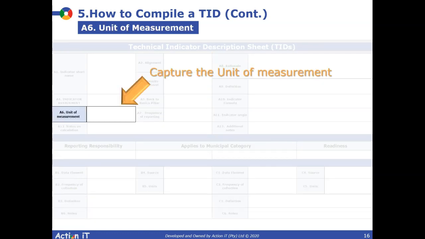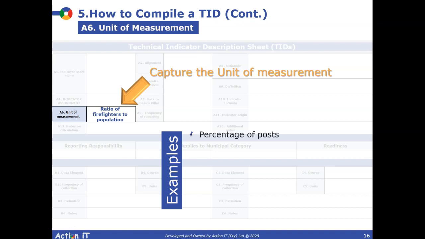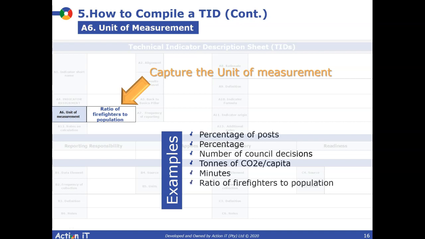In A6 Unit of Measurement, you need to capture the unit of measurement that will be used to measure the result of the indicator. In our example, ratio of firefighters to population is the unit of measurement. Other unit of measurement examples are displayed on the screen. These include percentage of posts, percentage, number of council decisions, tons of CO2 emissions per capita, minutes, ratio of firefighters to population, rand value of salaries, meters squared of internal floor space.